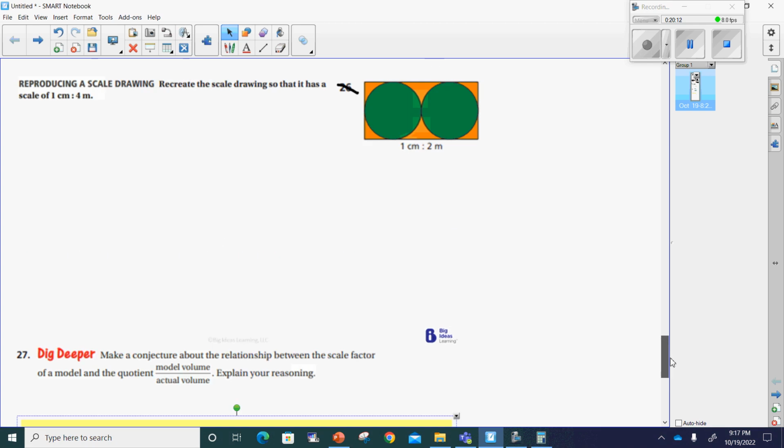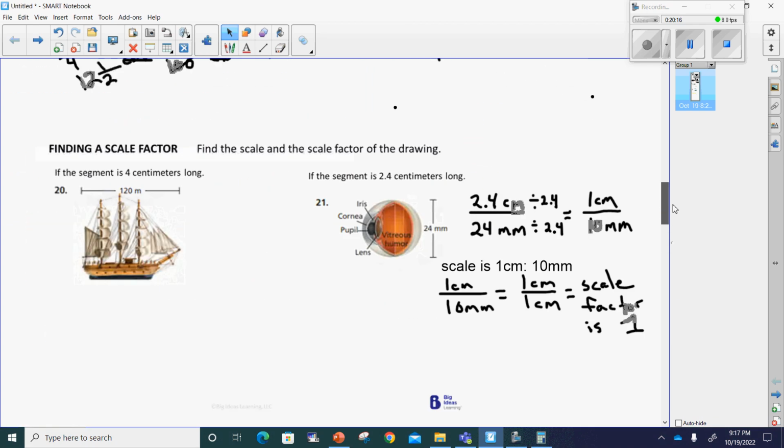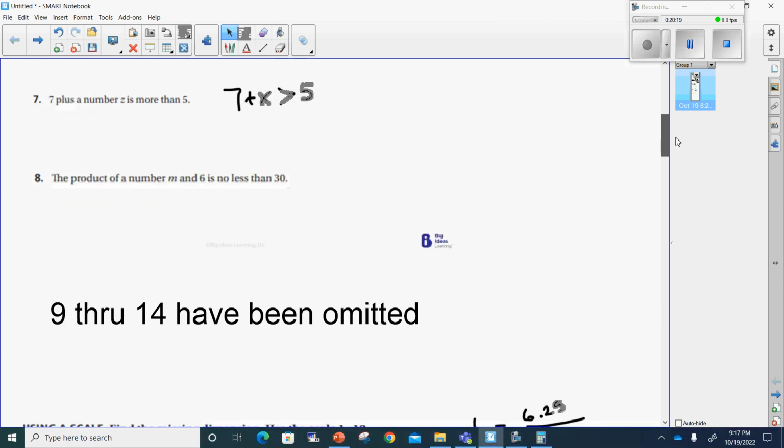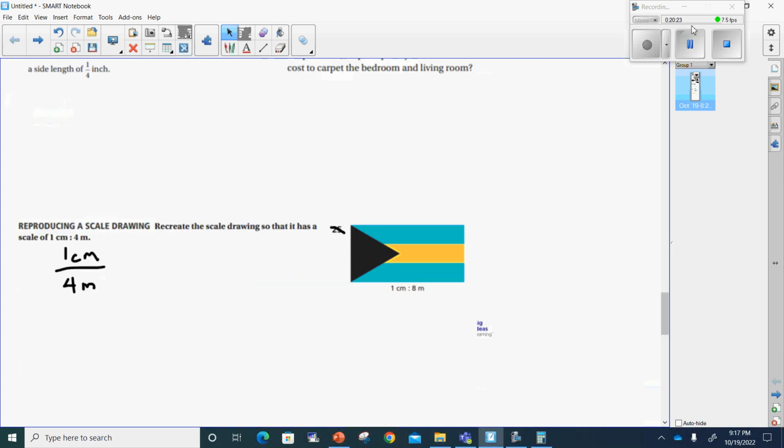Well, that's all the homework for tonight. Looks like you guys got off pretty easy, stopping at number 24 and not having to do 9 through 14. So I'll see you in class for grading.